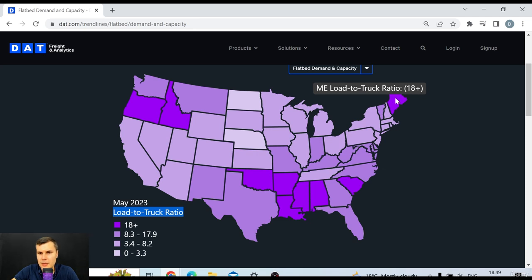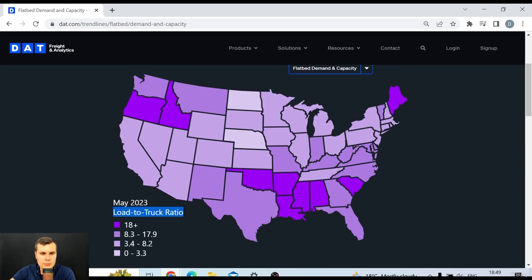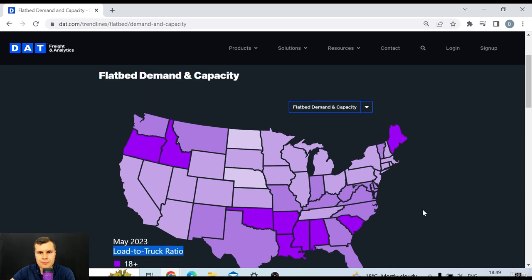And also Maine. I guess there's usually not too many loads coming out of Maine. It's a small place, not much production, but I guess there's just not enough flatbed trucks to keep up with the demand. So you can look at this map. It also gets updated on a monthly basis. And you can look at this map for each type of equipment.